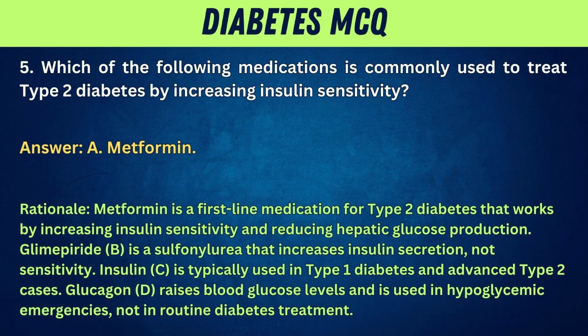Rationale. Metformin is a first-line medication for type 2 diabetes that works by increasing insulin sensitivity and reducing hepatic glucose production. Glimepiride, B, is a sulfonylurea that increases insulin secretion, not sensitivity. Insulin, C, is typically used in type 1 diabetes and advanced type 2 cases. Glucagon, D, raises blood glucose levels and is used in hypoglycemic emergencies, not in routine diabetes treatment.